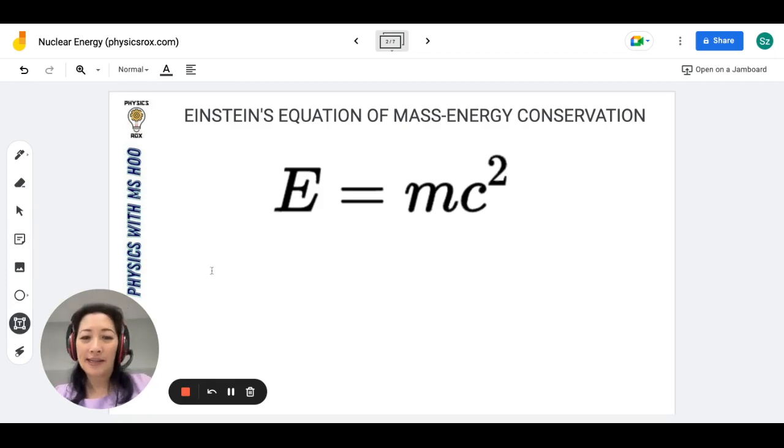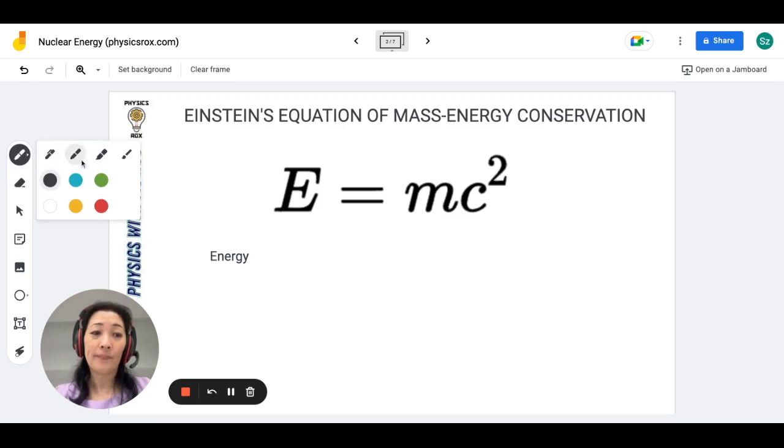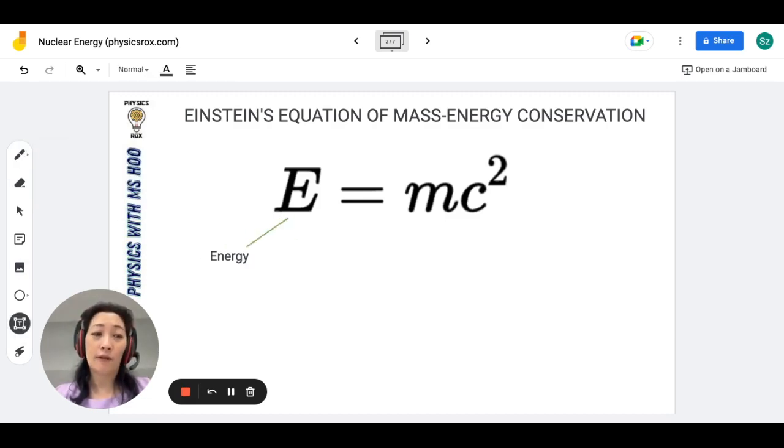What are all these symbols representing? So E in this case is of course energy, which in this case is the energy produced from a nuclear reaction. So this is energy, and energy is of course written in units of joules, or short form is J.